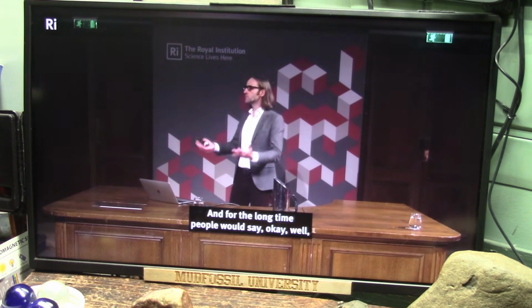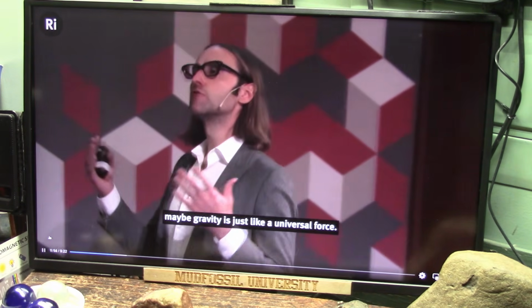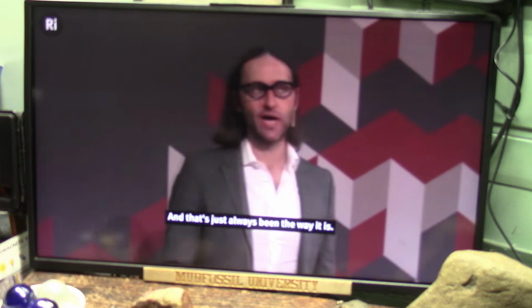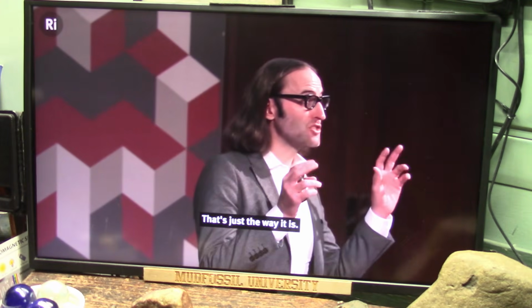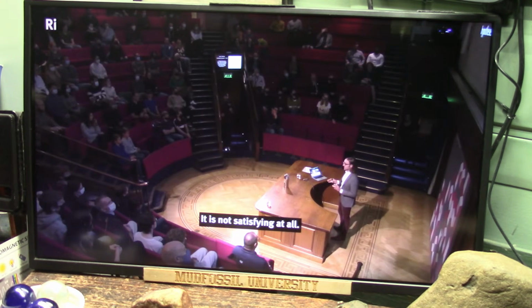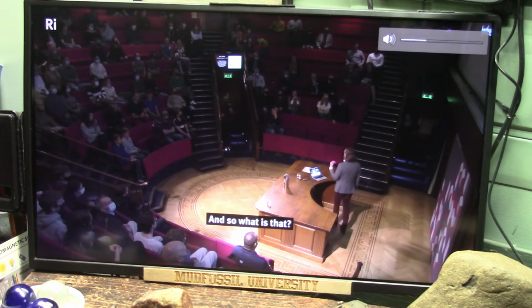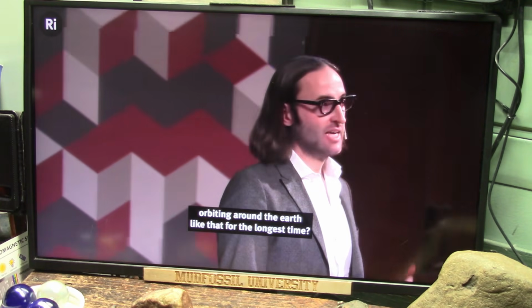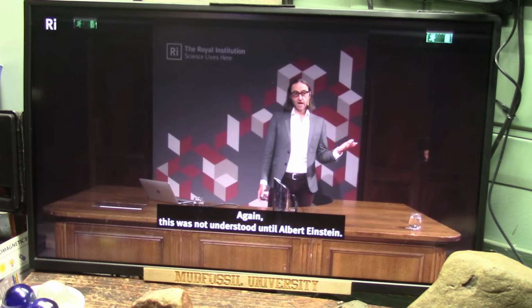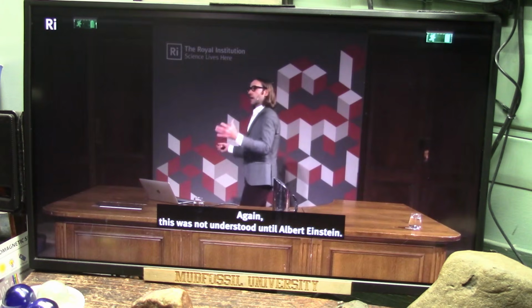And for the long time, people would say, okay, well, maybe gravity is just like a universal force, and that's just always been the way it is. And if you think about that, that's a little bit too close to that's just the way it is. It is not satisfying at all. And so what is the mechanism that keeps you seated in your chair and that keeps the moon orbiting around the Earth like that? For the longest time, again, this was not understood until Albert Einstein.